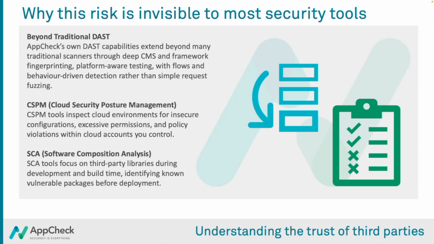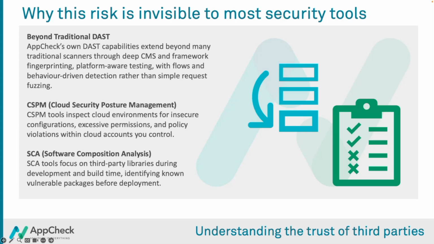When we're looking at modern cloud security posture management, CSPM tools, these tools inspect cloud environments for insecure configurations, excessive permissions, and policy violations within cloud accounts that you control. They provide really strong posture management for owned infrastructure, but they stop at organizational boundaries. They're just looking at themselves within. They're not looking at external cloud services. They're not looking at other third-party resources, and they're not looking at the applications themselves at runtime.